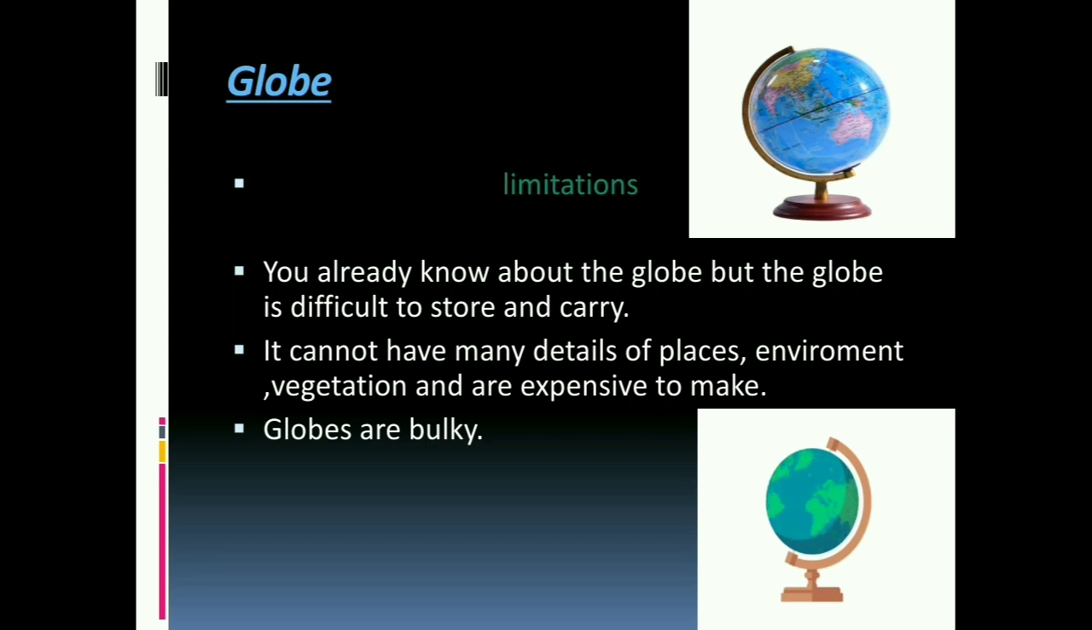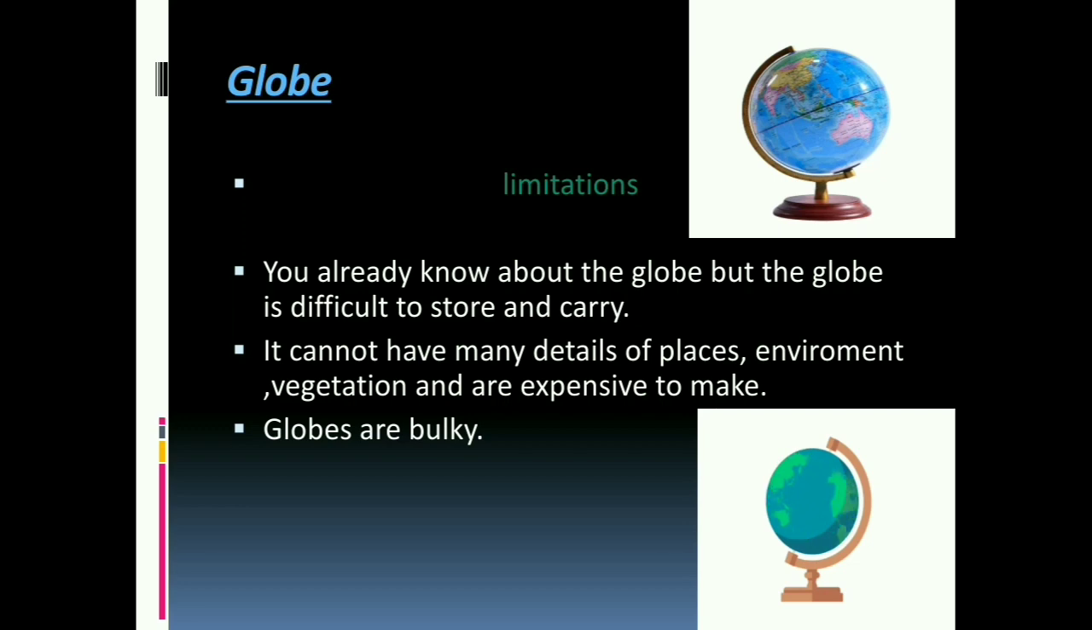Before map, the globe. You already know that the globe is difficult to carry. It cannot have many details and is expensive to make. In the previous chapter, we learned about globe. They help us to understand earth rotation, revolution, formation of season, and formation of day and night on the earth. But yet globes have certain limitations. They are bulky, and difficult to store or carry. They cannot have details of places and environments, vegetation, etc.